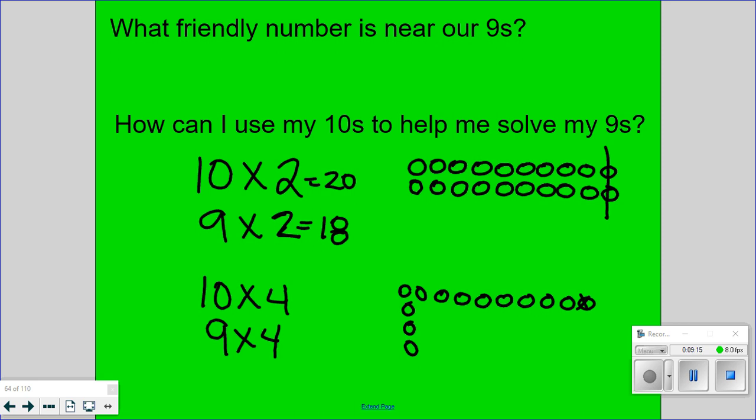I'm going to take away 4. I'm going to take away 1 group. There's a whole group here. I'm taking away that whole group of 4. So if I know 10 groups of 4 is 40, and I take away a group of 4, 36.